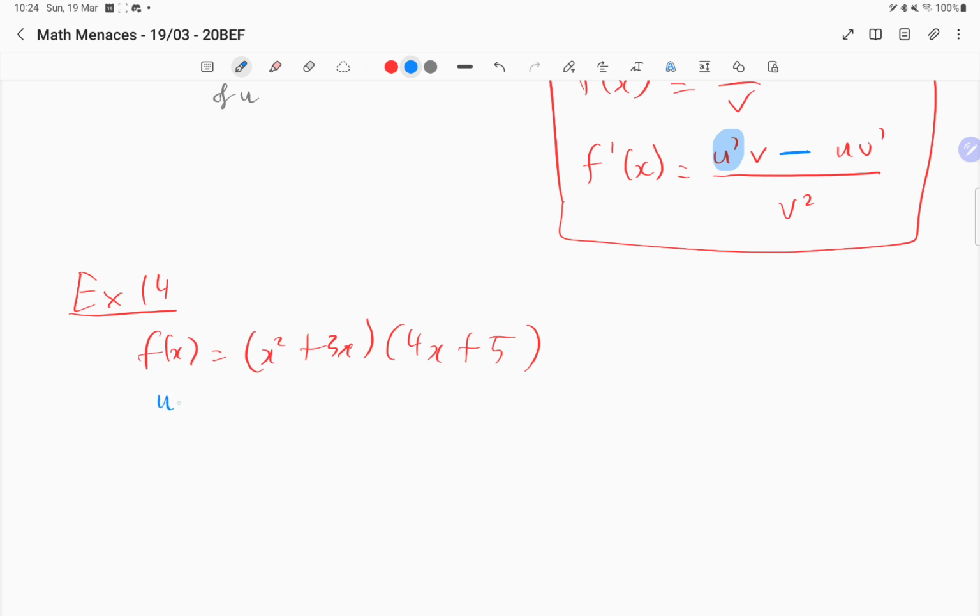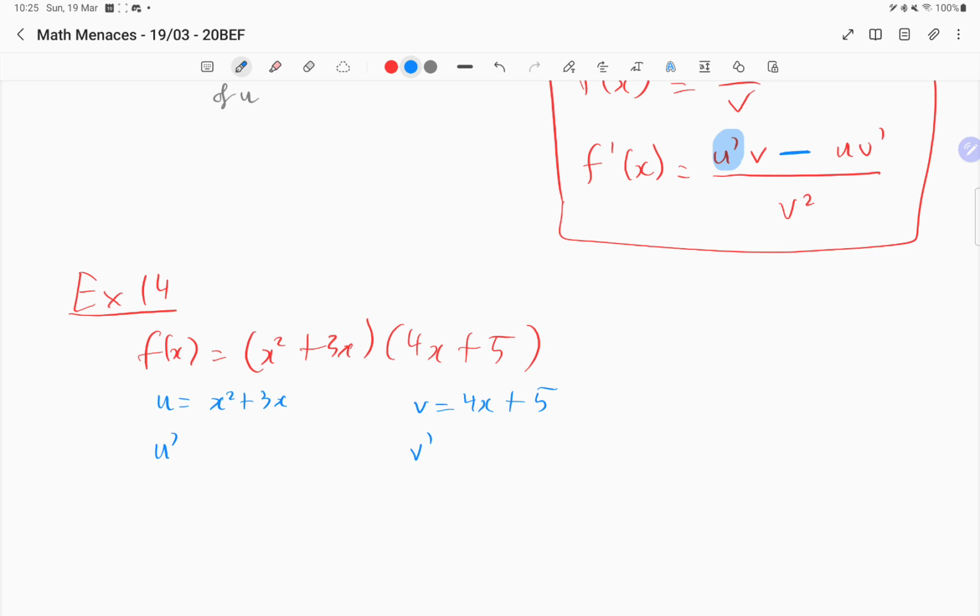That means that u is equal to x squared plus 3x, right? That's the first one, and I like to write v next to it. v equals 4x plus 5, like so. Make sense? So it follows the same order. That's u and that's v. Why do I write it side by side? Well, you'll see later. So next I would derive u and then derive v.